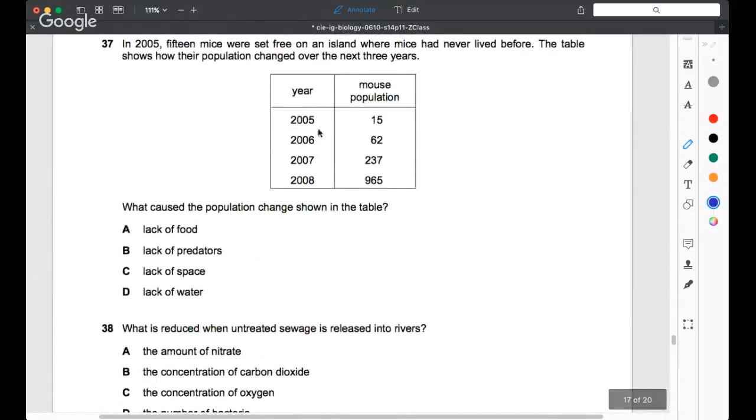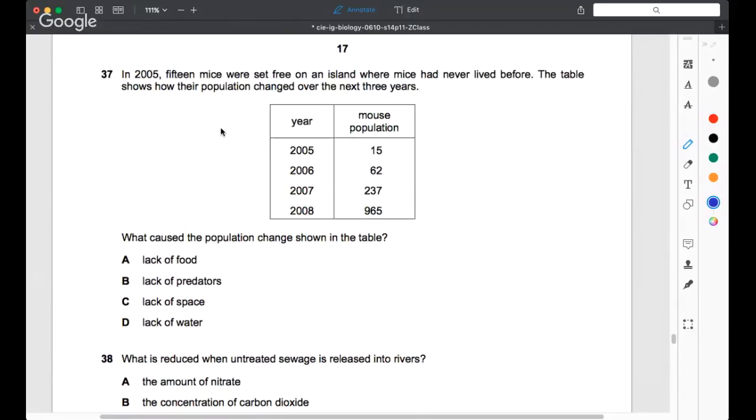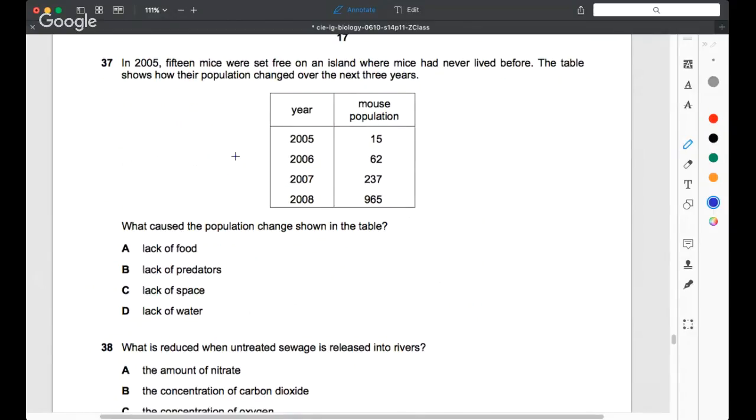In 2005, 15 mice were set free on an island where mice had never lived before. The table shows how their population changed over the next 3 years. So it goes from 15 to 62 to 337 to 965 in just 3 years. What caused the population change in the table? Lack of food, lack of predators, lack of space, or lack of water.